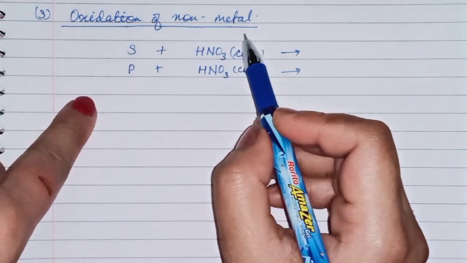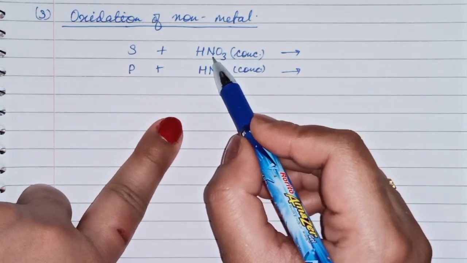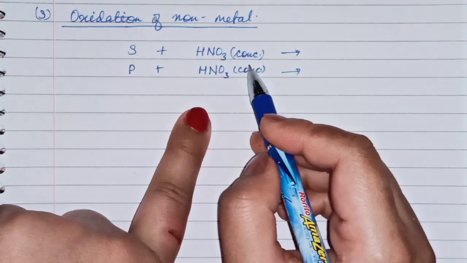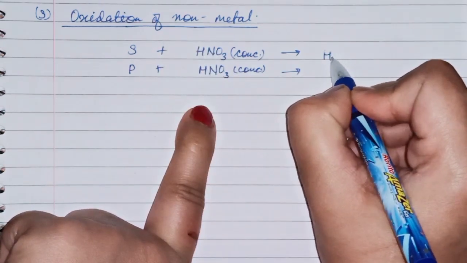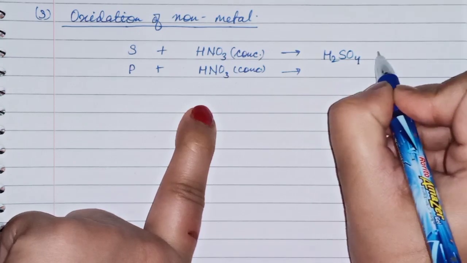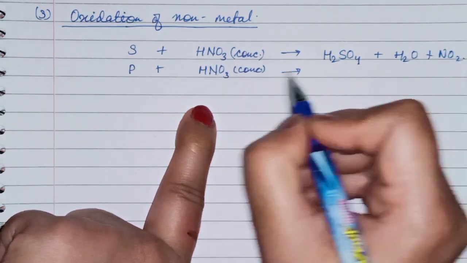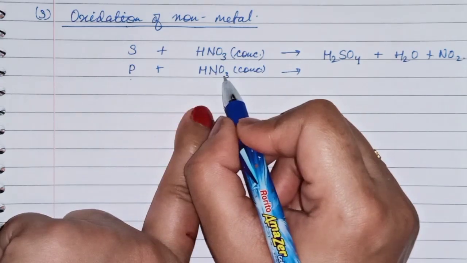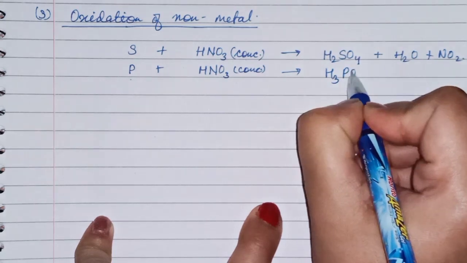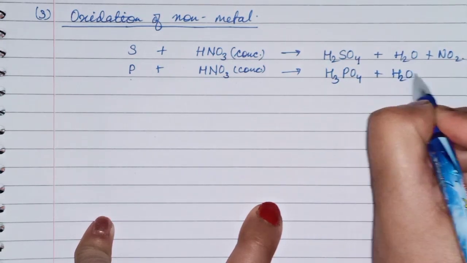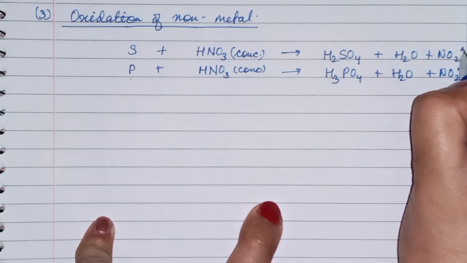Oxidation of non-metals. Here we are using an oxidizing agent. You all know that nitric acid is a very strong oxidizing agent. When sulfur is reacted with this, it will produce sulfuric acid H2SO4 along with water and NO2 gas. Like that, phosphorus and nitric acid will give phosphoric acid H3PO4 plus water and NO2 gas. Here NO2 gas is released.